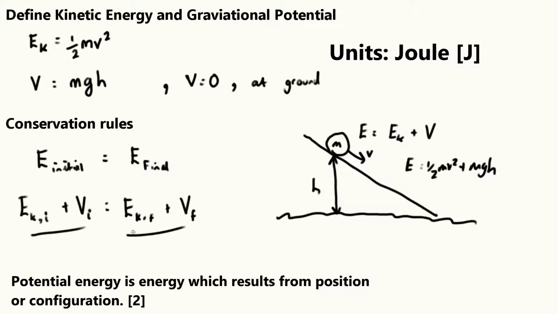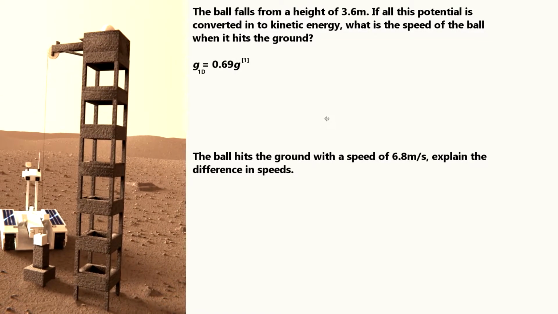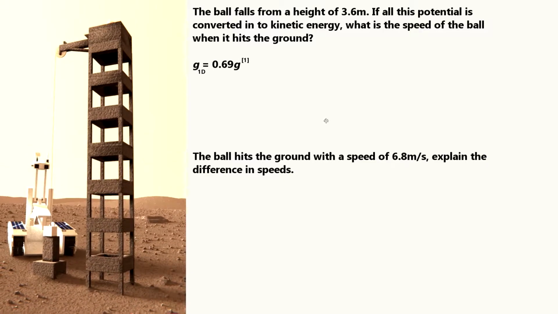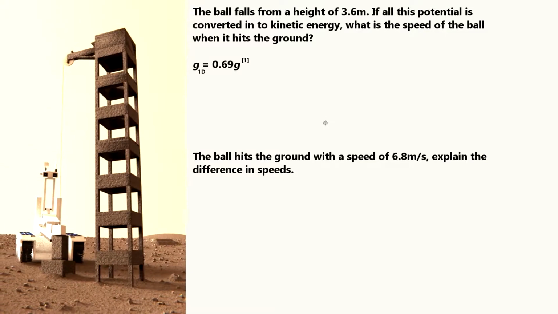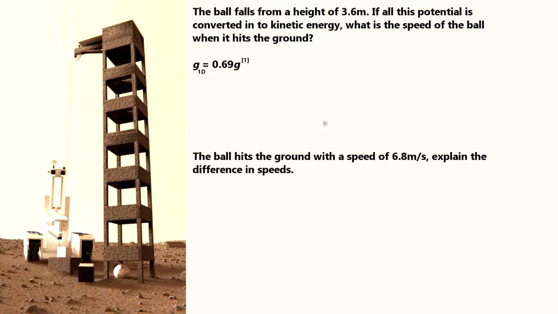Let's move on to an animated example. To the left of your screen, you'll see a setup that has a ball that's about to fall onto the surface of the exoplanet TRAPPIST-1d. Our task is to find out, when the rover enables the ball to fall to the ground, what will be the speed of the ball as it hits the ground using only the conservation of energy.